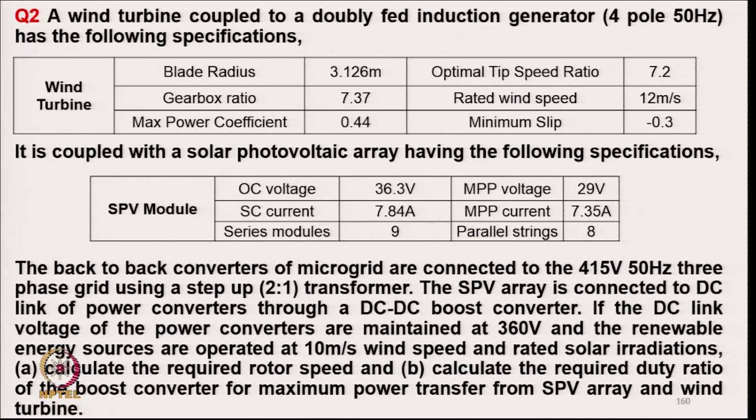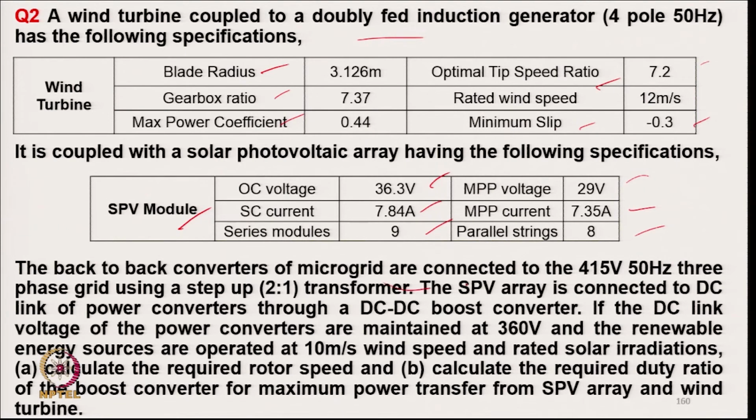Now, coming to example 7, a wind turbine coupled to a doubly fed induction generator, 4 pole, 50 Hz. These are typically the data of blade radius, gearbox, maximum power coefficient, slip, maximum slip corresponding to your rated wind speed, and these are the PV array open circuit, PV module current and MPPT voltage for the PV module.